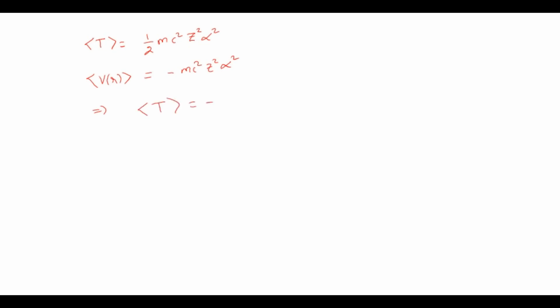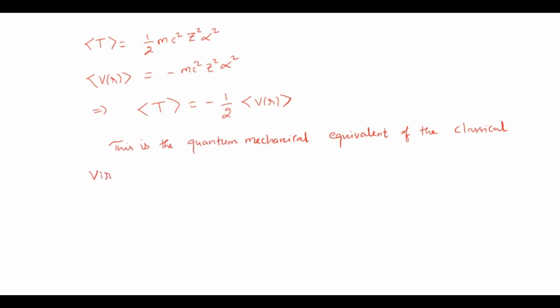So which means the average kinetic energy is equal to minus 1 by 2 average potential energy. So this result is the quantum mechanical equivalent of the classical virial theorem.